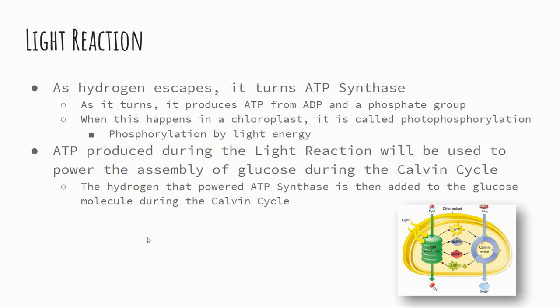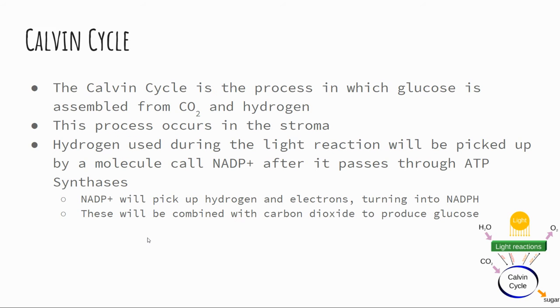So the ATP that is produced during the light reaction will be used to power the assembly of glucose in the Calvin cycle. The hydrogen that powered ATP synthase in the light reaction is then added to the glucose molecule during the Calvin cycle. So remember electron carriers. We're getting ready to talk about NADP plus and NADPH. Those hydrogens that are going to be attached will be carried by these electron carriers. So the Calvin cycle is the process in which glucose is assembled from carbon dioxide and hydrogen. This process occurs in the stroma.